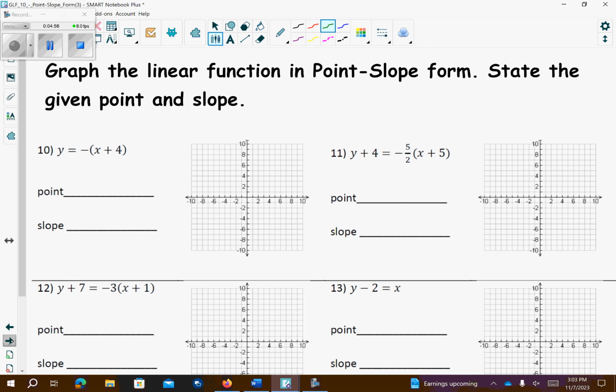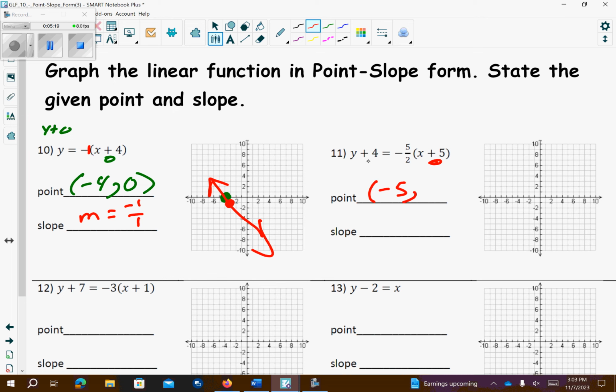Okay, opposite of this, -4. There's nothing with the y, so you could have had like y plus 0 if you wanted to. So I'm going to get negative 4, 0, which is right here. Our slope is a negative 1, so it's negative 1 over 1. So down 1, right 1. And there's our line. Opposite of the positive 5 is negative 5. Opposite of the positive 4 is negative 4. So negative 5, negative 4. We do have a slope of negative 5 halves. So down 5, right 2.